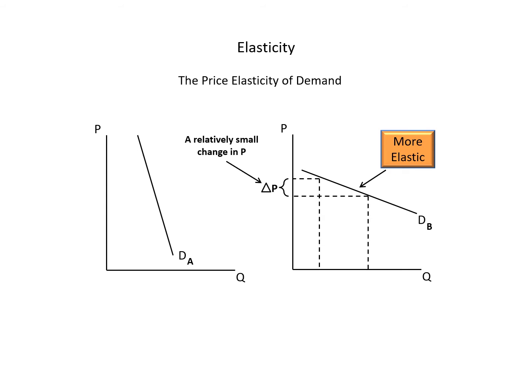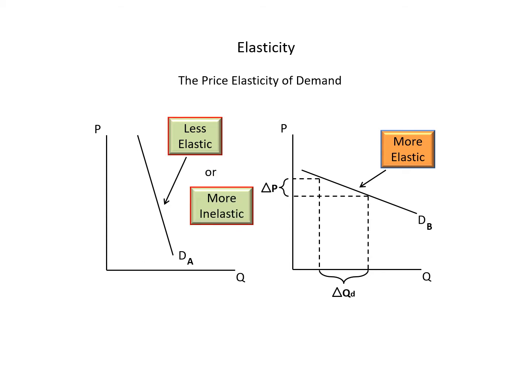That's because a relatively small change in the independent variable, price, produces a relatively large change in the dependent variable, quantity demanded. Remember, when we plot supply and demand curves, for some reason, the independent variable price is traditionally placed on the vertical axis. By the same reasoning, demand curve A is less elastic, or more inelastic. Here, you can see that a relatively large change in the independent variable price produces a relatively small change in the dependent variable quantity demanded.